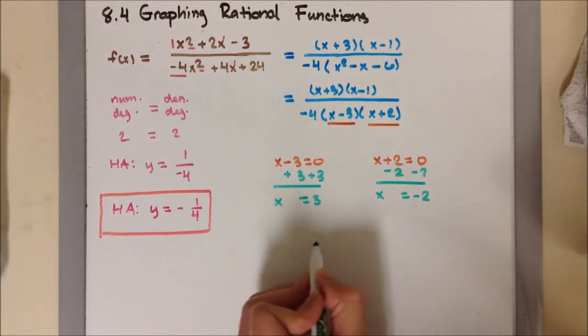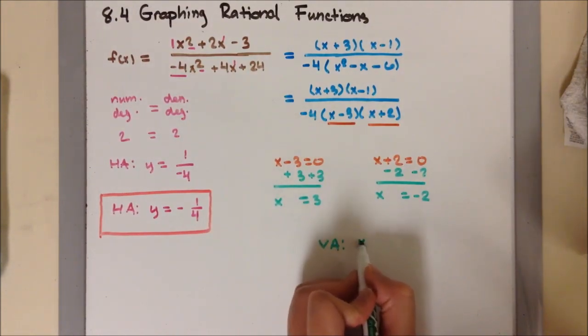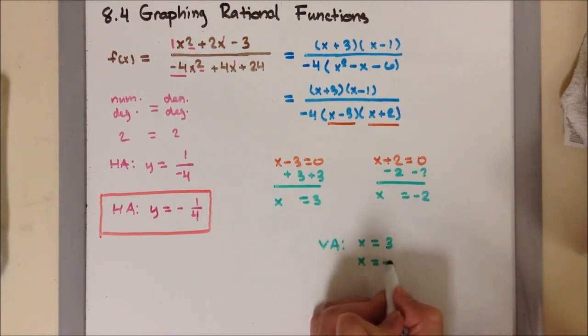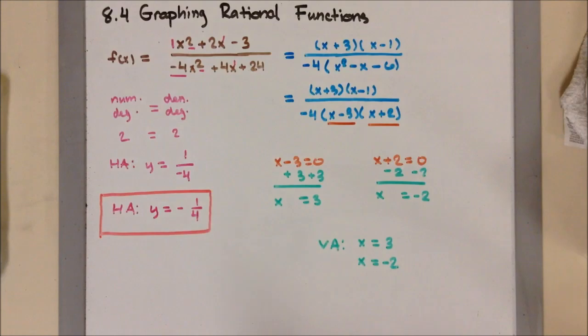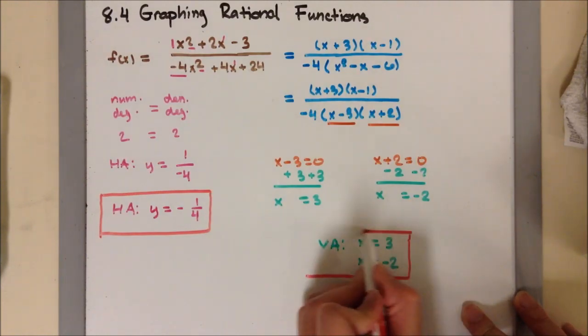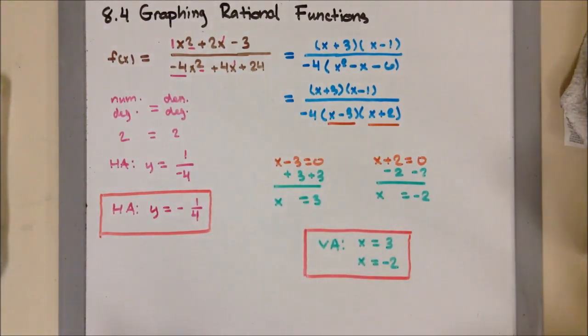So my vertical asymptotes, we have 2 for this example. x equals 3, x equals negative 2. That would be our final answer for vertical asymptote, and let me box that up. And that's pretty much all you have to do for this example for finding horizontal and vertical asymptotes.